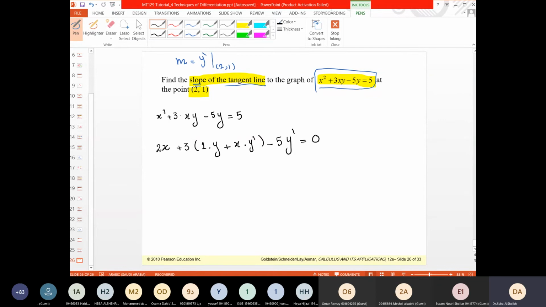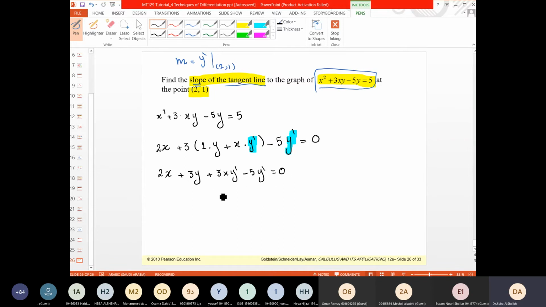Whenever we differentiate y, I must multiply by y dash. I don't forget to multiply with y dash. So this is the derivative, and now I have to rearrange it and put y dash on one side and the rest on the other side. So let's expand the things. This is 2x plus 3y plus 3xy dash minus 5y dash equal to 0.